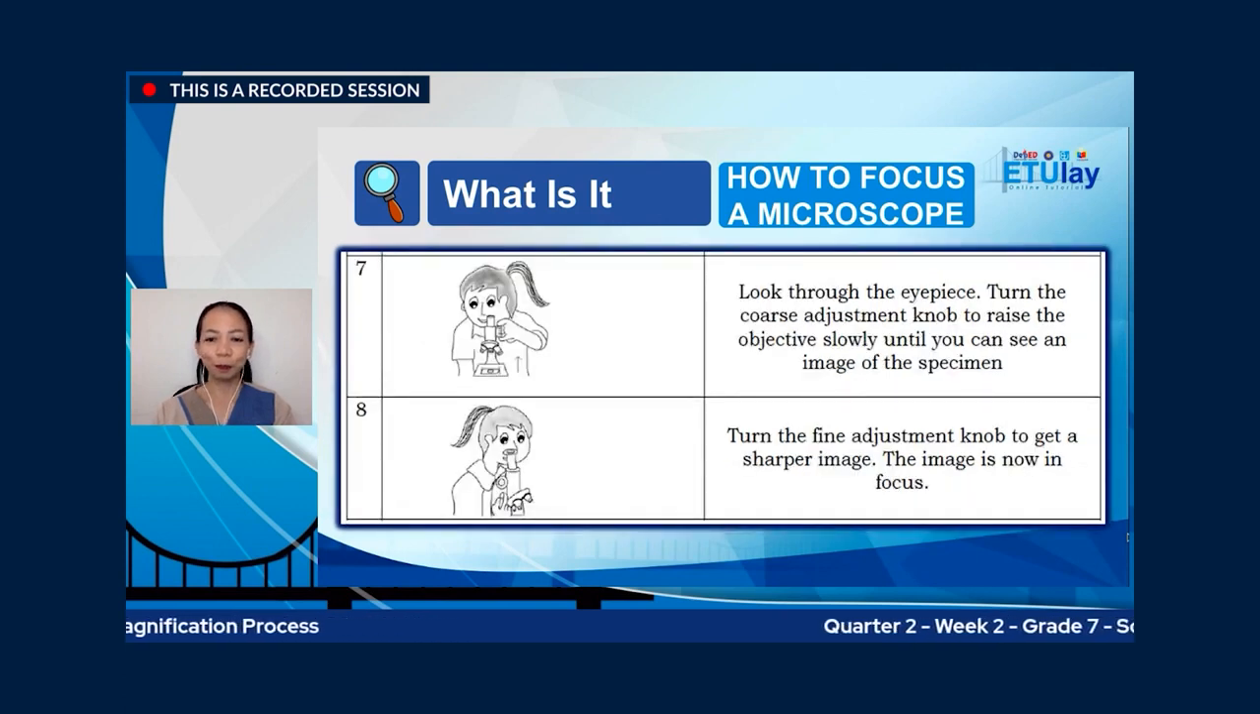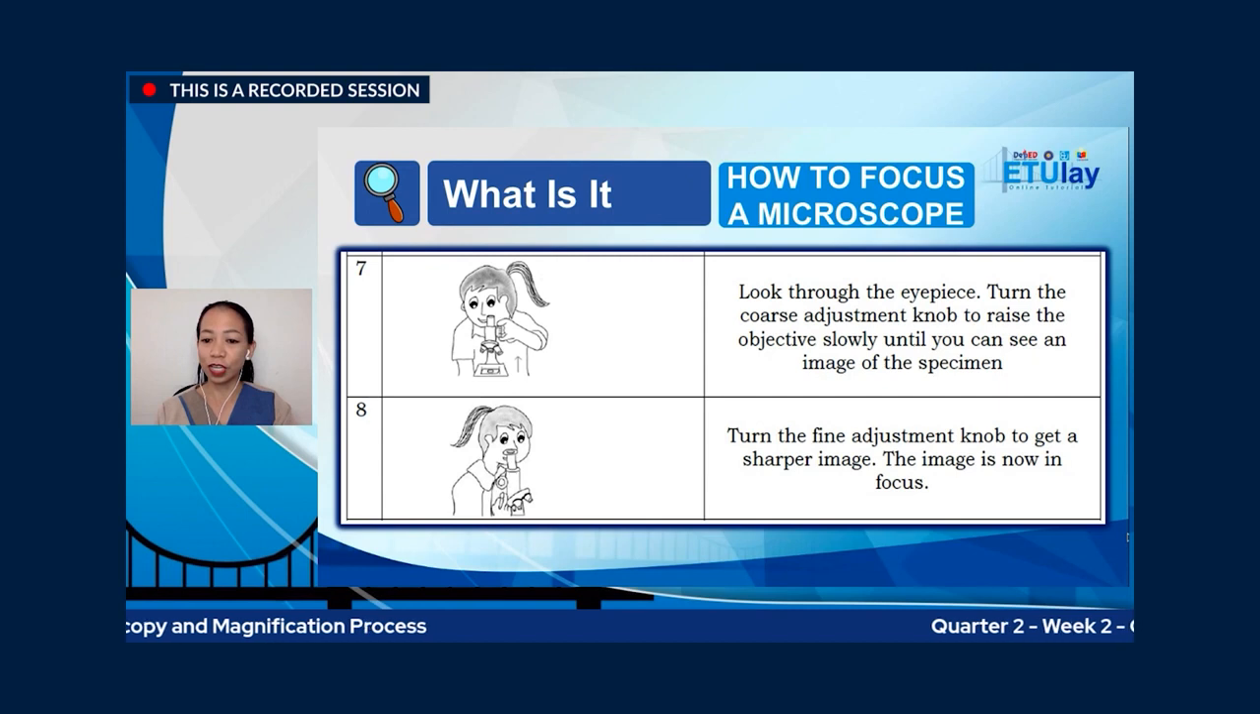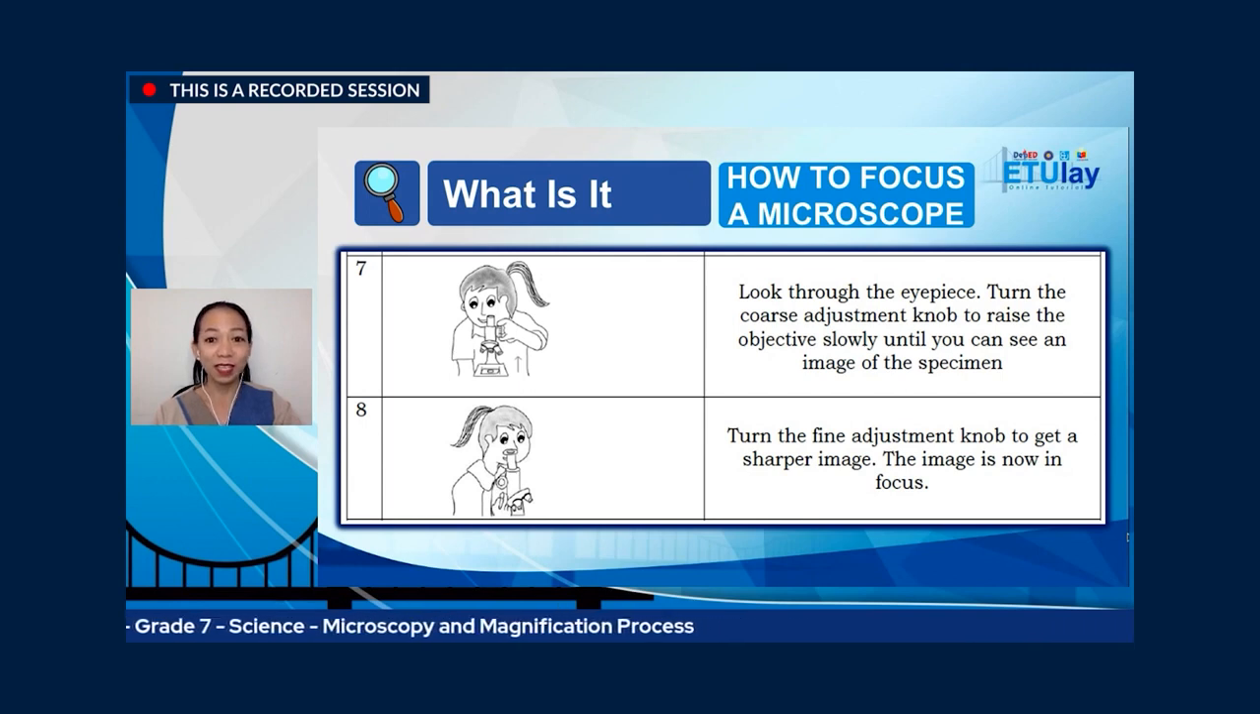Number 7, look through the eyepiece. Turn the coarse adjustment knob to raise the objective slowly until you can see an image of the specimen. And last, turn the fine adjustment knob to get a sharper image. And the image is now in focus. But focusing a slide on a microscope takes patience. Resist the temptation to rush.